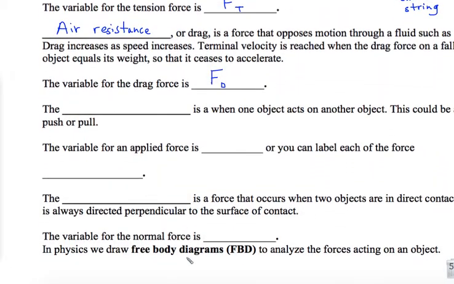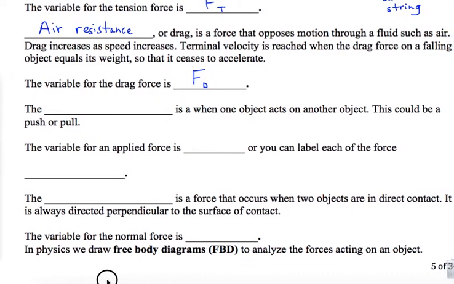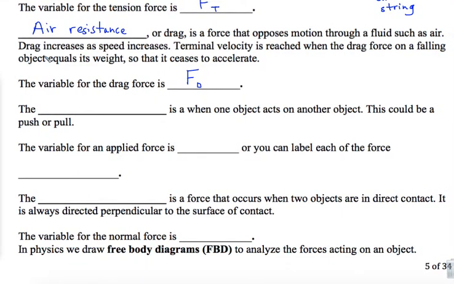After that, we have the force when one object acts on another. This could be a push or pull. That would be the applied force. The variable for an applied force is, you may have guessed, capital F and then a small capital A. Or you can label each force F1, F2, etc.